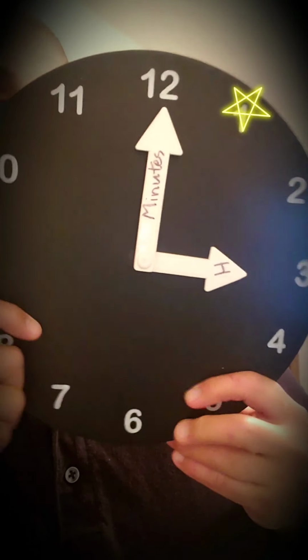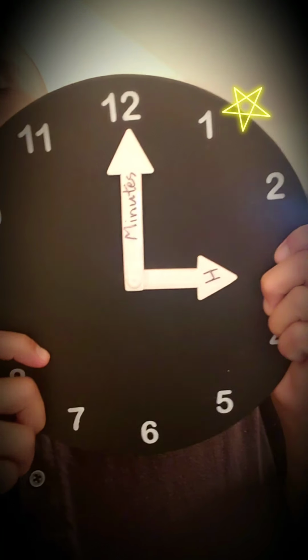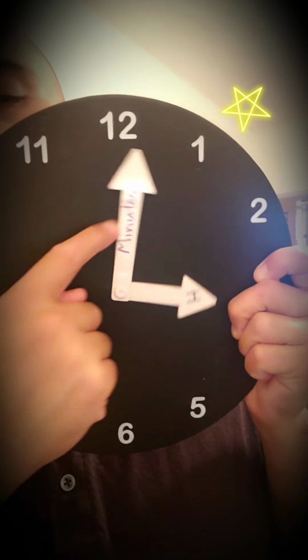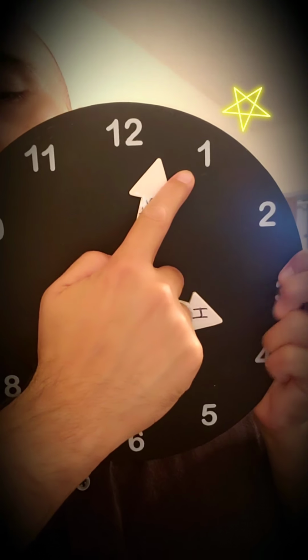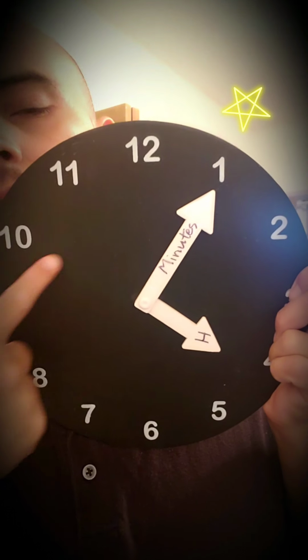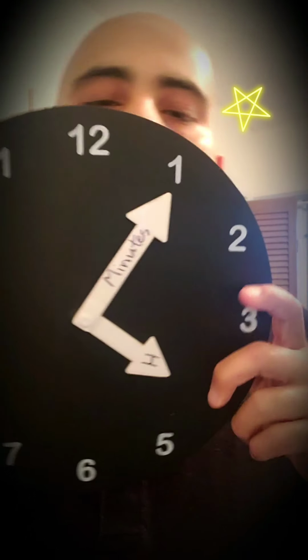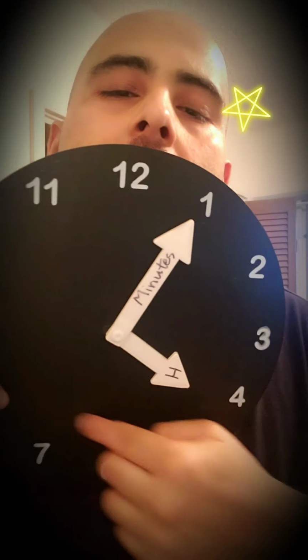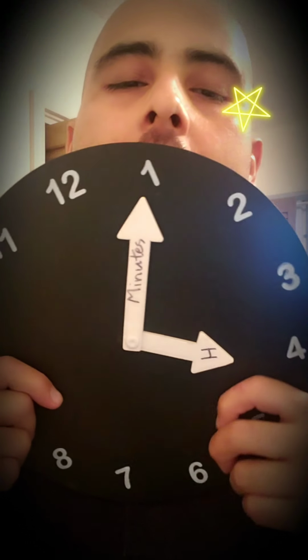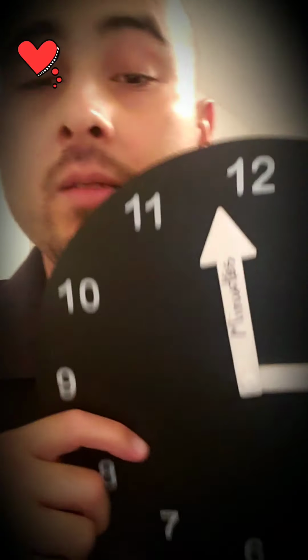So, how do we tell time? We tell time by using the numbers 1 all the way to 12. So, in one day, we use numbers 1 to 12 to tell the time, right? Sometimes we use numbers 13 to 24, but that's military time. You're too little to learn about military time.